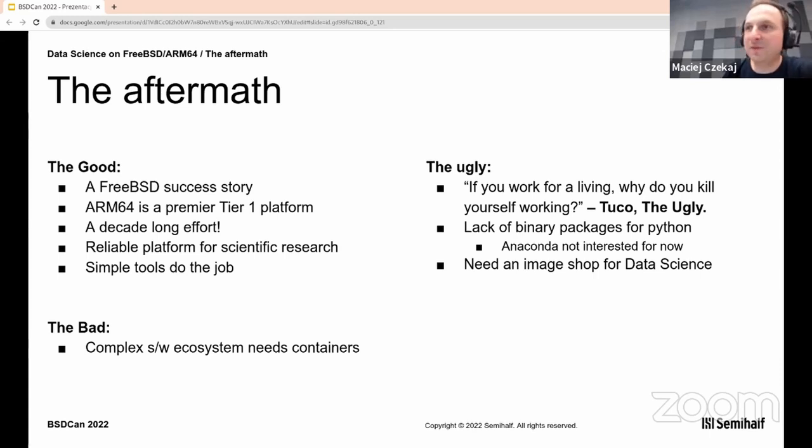So there's a passage from the movie, The Good, the Bad, and the Ugly. If you work for a living, why do you kill yourself working?